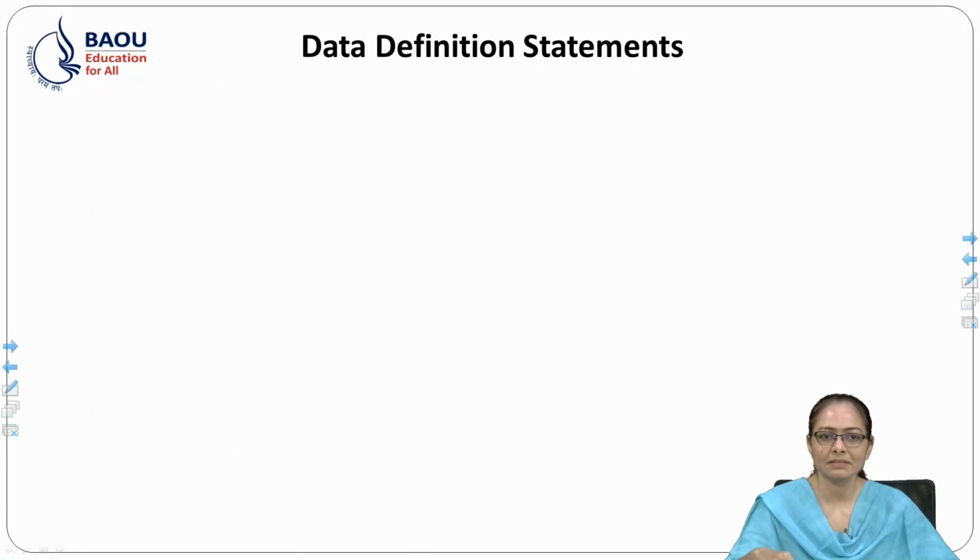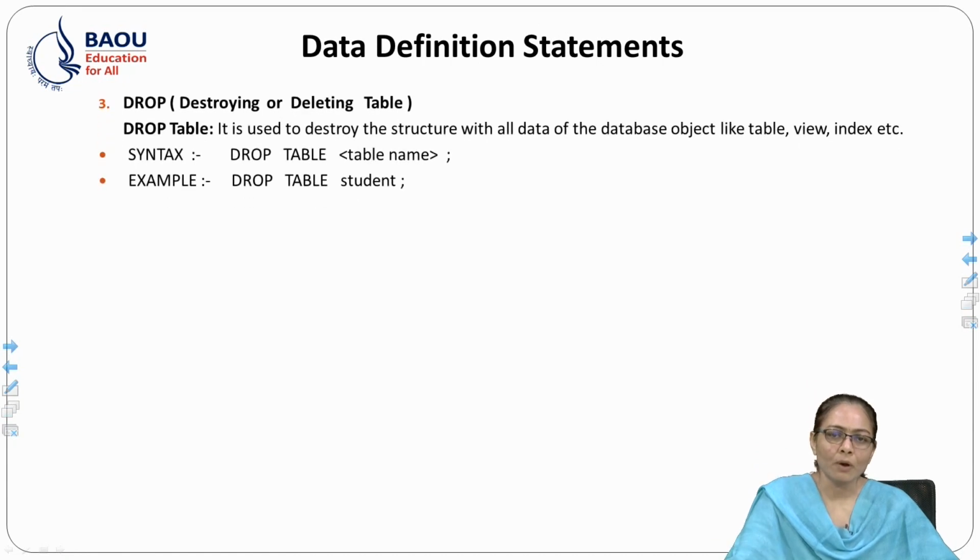Now the next command is the drop command. The drop command is used to destroy or delete the table. It is not used with the alter table command. It is used alone, drop table. It is used to destroy the structure with all the data of a database object like table, view, index, etc. The syntax of the drop command is drop table, then table name. If we want to destroy the student table, then use drop table student. So it will destroy the student table.